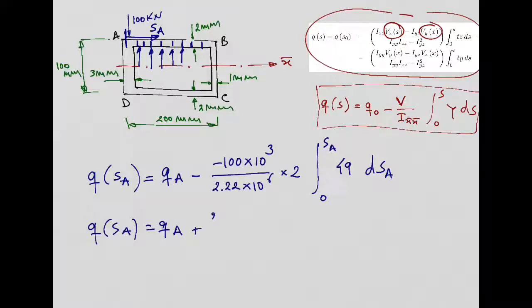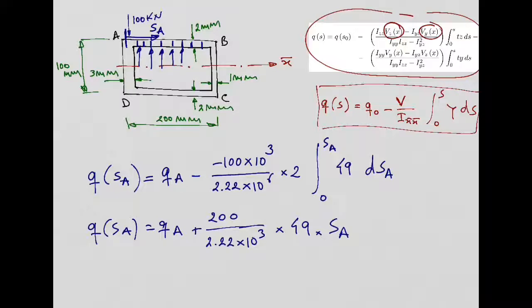So this is going to be plus 200 over 2.22 times 10 power 3 times 49 times SA. Okay? After doing that integral, that's what we get. Something like this. A linear distribution. What should we do next? What should be the next step?